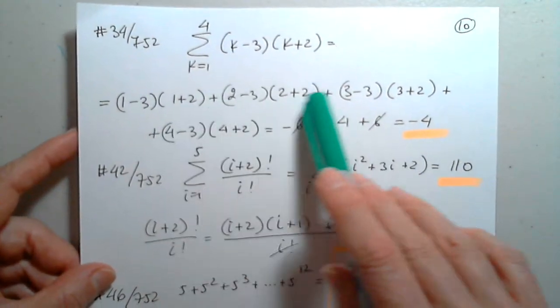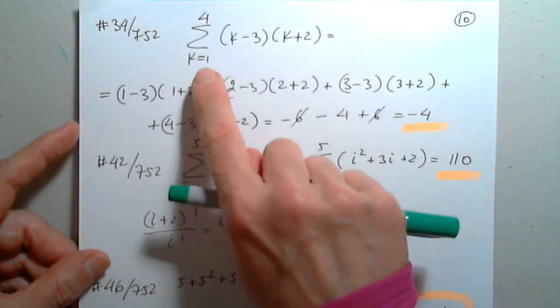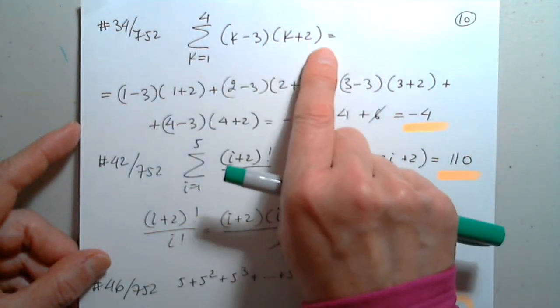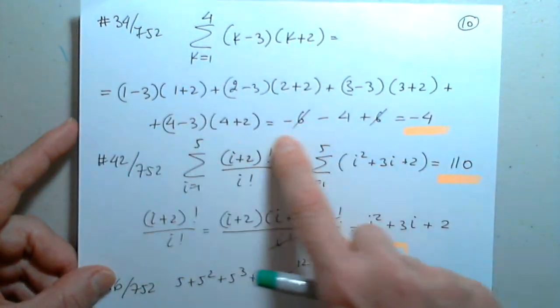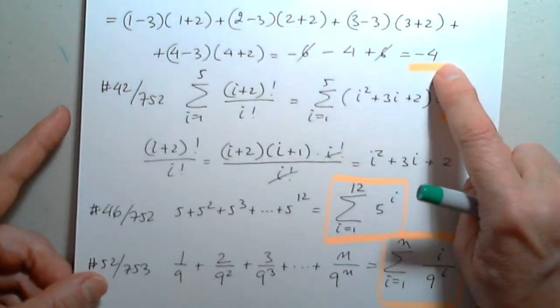Here, step by step, you can also plug in the graphing calculator. When k is 1, I have 1 minus 3, 1 plus 2. When k is 2, 2 minus 3, 2 plus 2, till k is 4. And I added them up to get this.